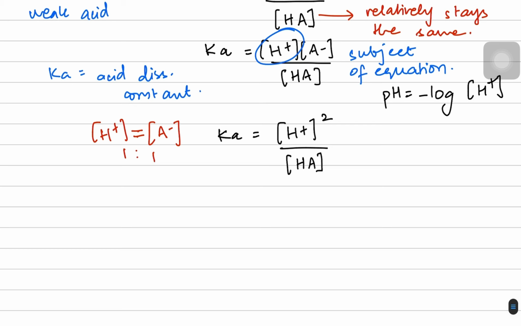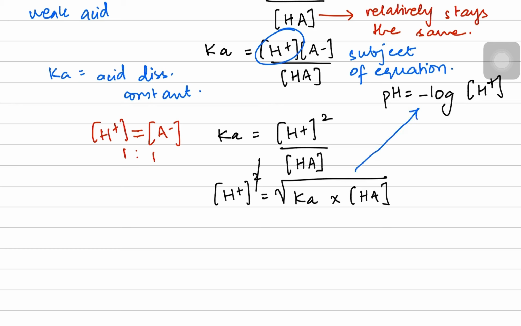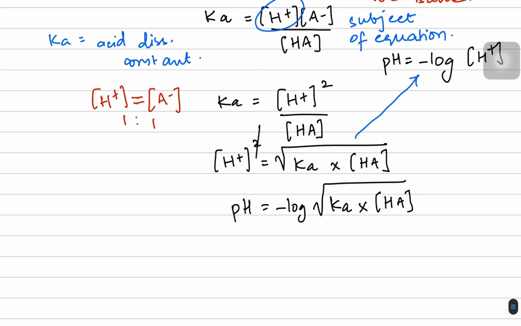And as a result of this, H plus ion concentration becomes Ka times the concentration of the undissociated acid, and in order to cancel out the square, I put a square root. Putting this entire expression over here, I get pH equals the negative log of the square root of Ka for any weak acid times the concentration of its undissociated initial acid. And that is an equation I would want you to keep in mind because we will later use it.